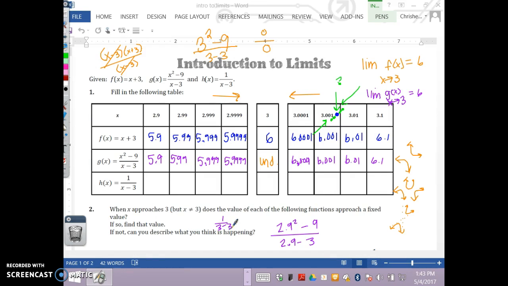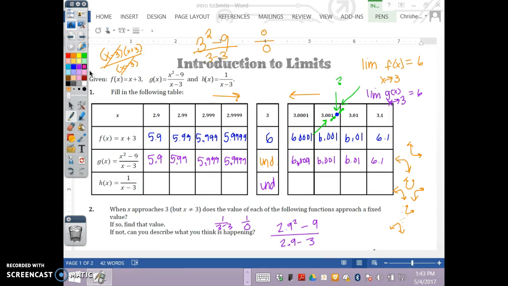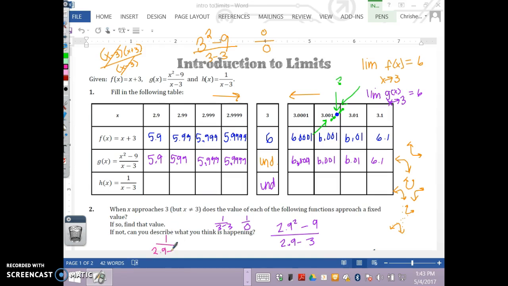What's 1 over 3 minus 3? Undefined again. But can I plug in a 2.9? Sure. Let's use our calculator. 1 over 2.9 minus 3. That's negative 10. 1 over 2.99 minus 3. That's negative 100. This becomes negative 1,000. This becomes negative 10,000. Okay, weird. Not the same thing as what we had before.